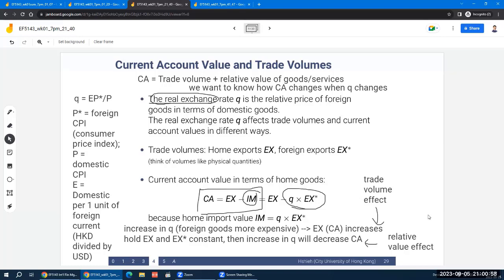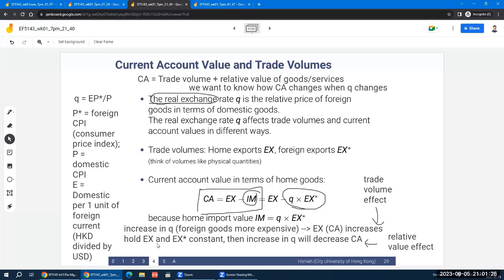But the intuition for trade volume should be straightforward, right? And you'll see this again when we talk about the gold standard. So prices are going to be driving everything here. If goods and services abroad become cheaper, we will import rather than export. That's going to decrease current account. If foreign goods become more expensive, we're most likely going to export rather than import.